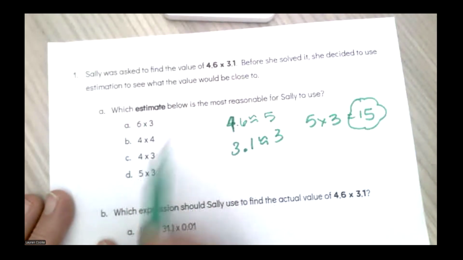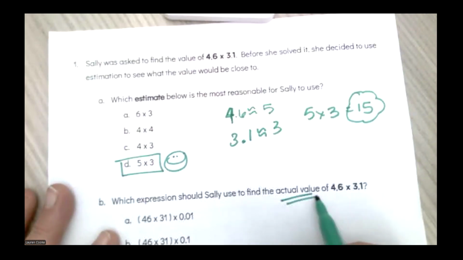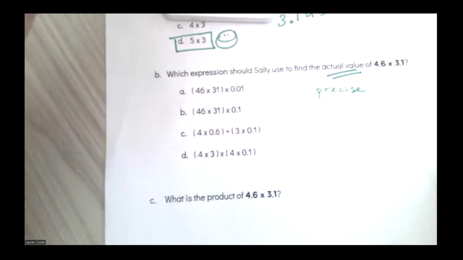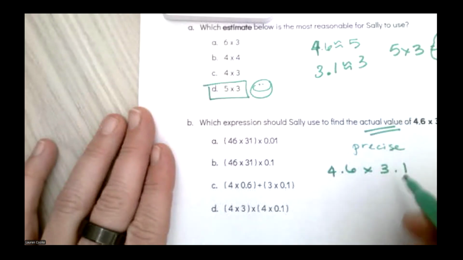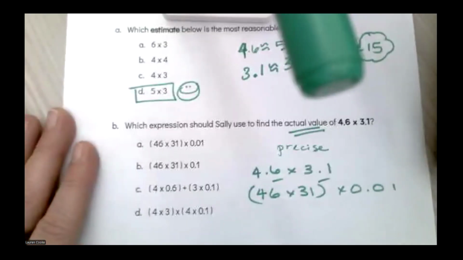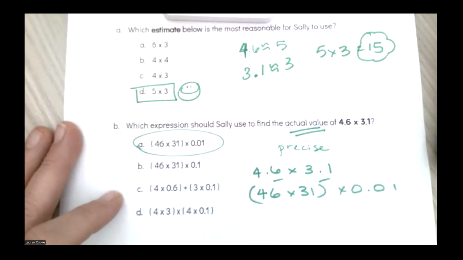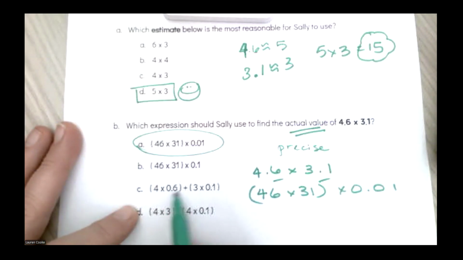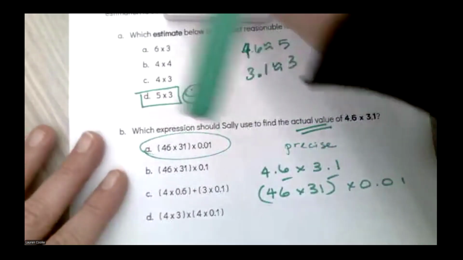And which estimate is most reasonable? Oh, duh. Okay. Which expression should she use to find the actual value? So that is the precise value, no longer estimating. Okay. I'm going to go with 4.6 times 3.1. I'm going to go with the whole numbers, 46 times 31 times 1/100, right? From the tenths. Okay, so 46 times 31, yep, times 1/100. Okay, we're not messing with all this and the 6/10 and splitting up the number and stuff like that.